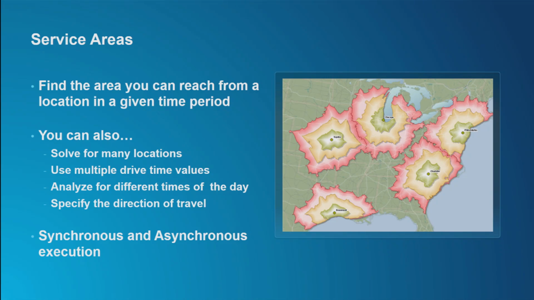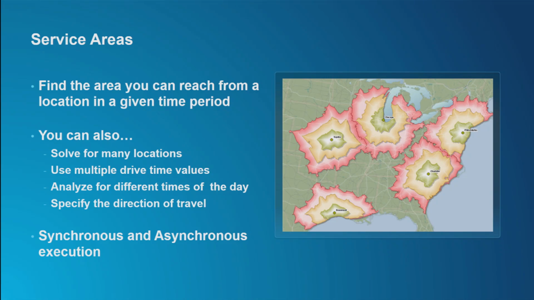Now, you can solve for one or more locations around which you're generating your travel areas. You can use multiple drive time or travel time values. So you can say, give me 5, 10, and 15-minute walk time areas around my store locations. So then once you have those polygons, you can figure out maybe how many customers, potential customers, are within those walk time areas that you have just calculated.